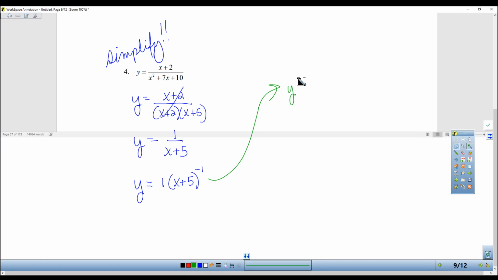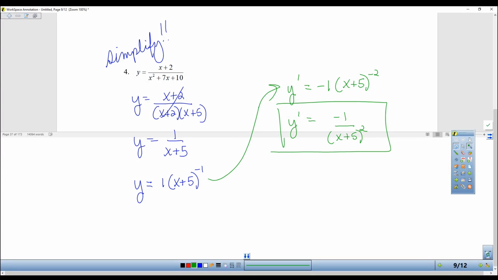Make sure you label your work. I will not give you credit for erroneous labeling. Now y prime is negative 1 times x plus 5 to the negative 2. Y prime is negative 1 over x plus 5 squared. And if you did it a different way, you still should have gotten the same answer.